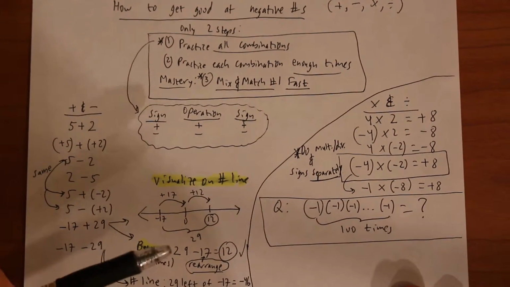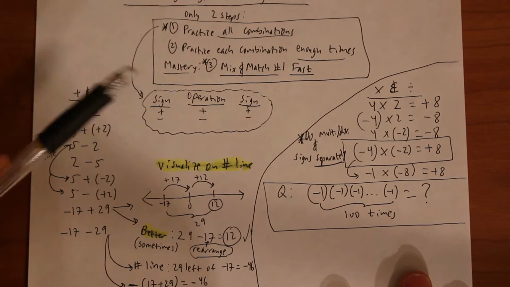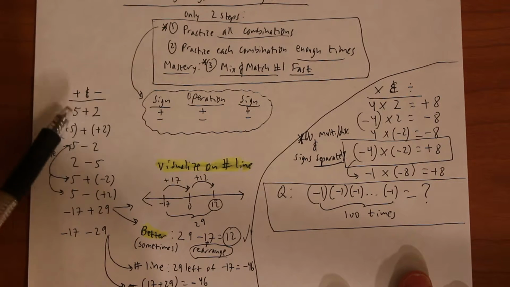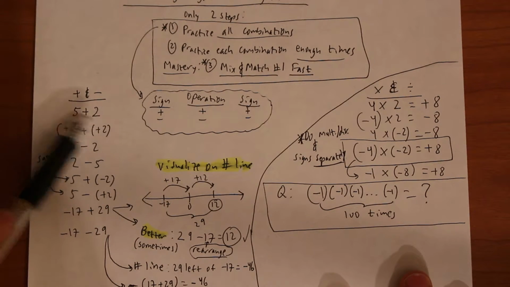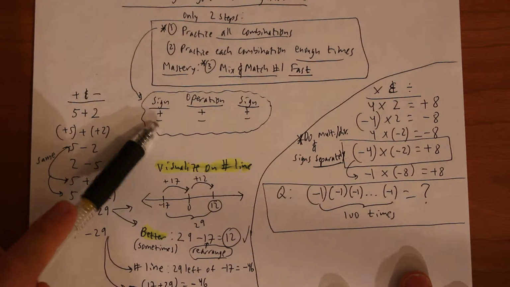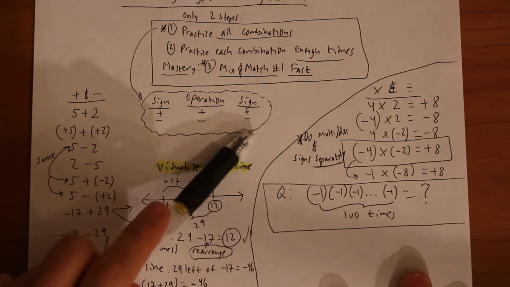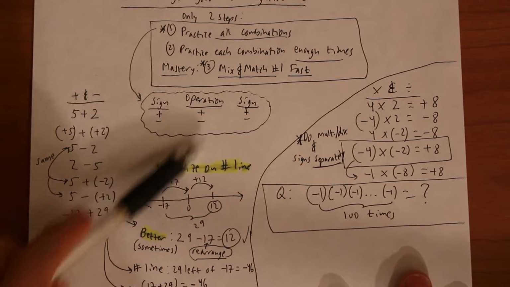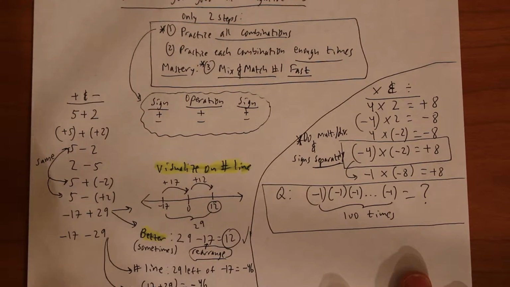So for example, you might have an operation. You might have 5 plus 2. That plus is your operation. The 5 and the 2 are the numbers. In our case, they're both positive numbers. But you want to practice a negative 5 adding a negative 2, or a negative 5 subtracting a negative 2, any combination of these.